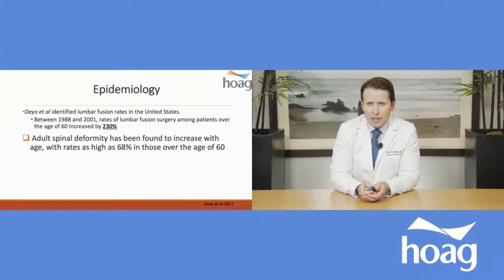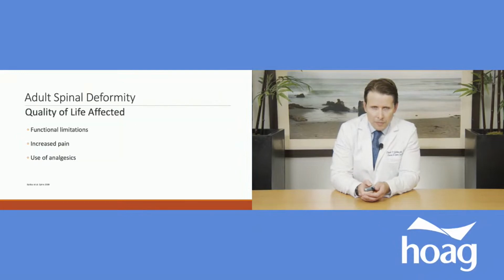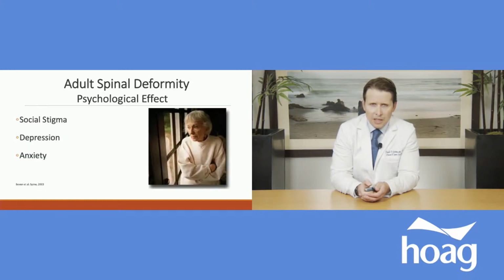Adult spinal deformity has been found to increase with age as well, with rates as high as 68% in those over the age of 60. In terms of what this does to the patient, the biggest factor is that it affects the daily quality of life. It impacts one's functional limitation, it increases one's pain, and also increases one's use of analgesics and the need for different pain modalities in order to continue through daily activities. In addition to some of the functional limitations that adult spinal deformity has, it also bears a heavy psychological effect that is associated with a social stigma, depression, and anxiety.